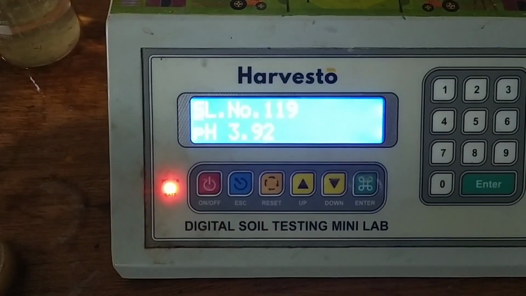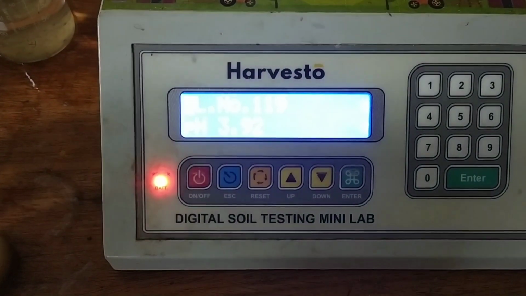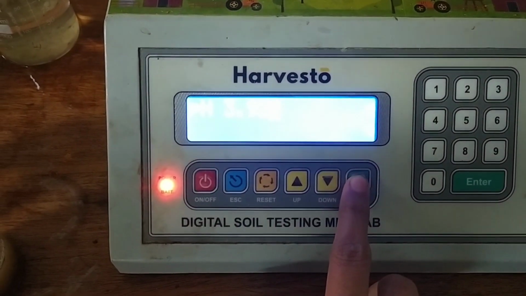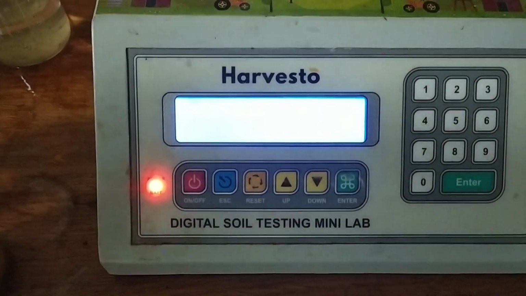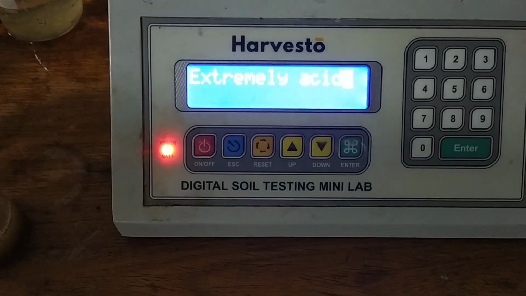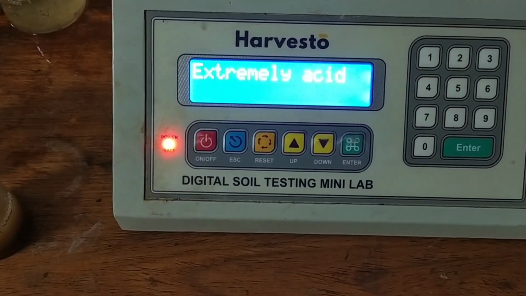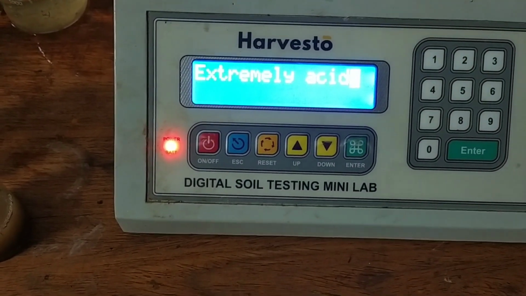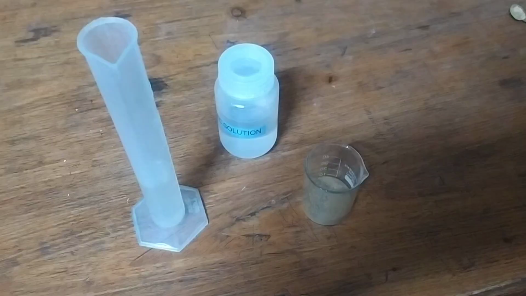So the final pH we can see here is 3.92, and this is extremely acidic. So from here we get that the pH is acidic for this soil sample.